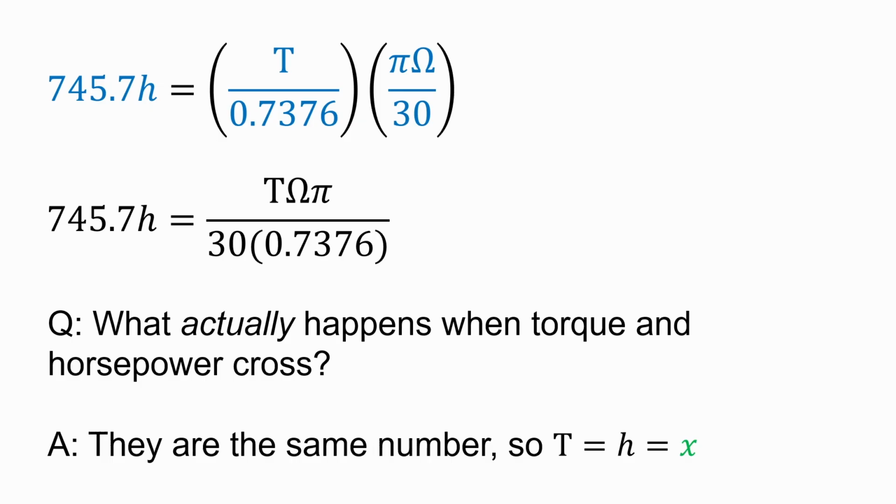So if they're the same number, we know that capital tau is equal to h, which are both equal to some x. Do we know what x is? No, we don't. We have no clue what x is. It could be 2, 7, 29.3, who knows? But we know that they're both equal to x. And that's all that matters.